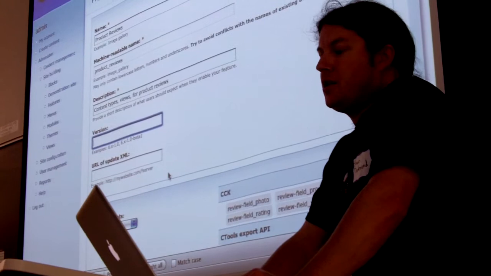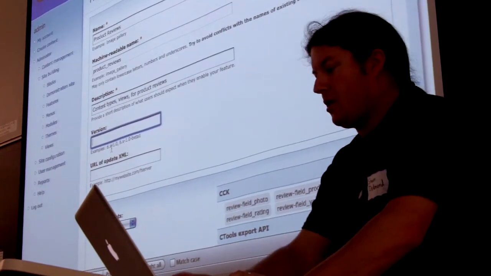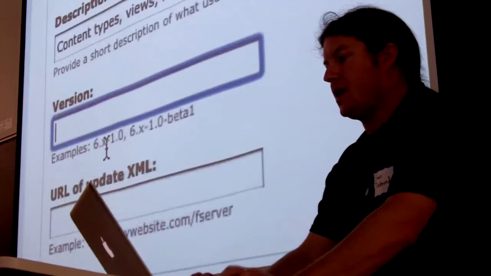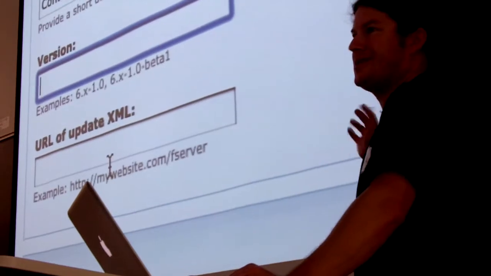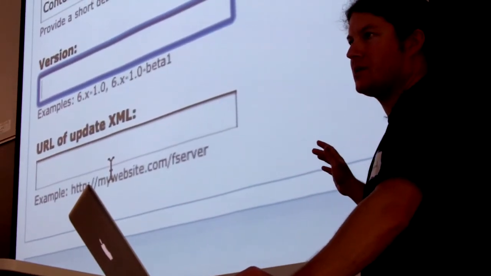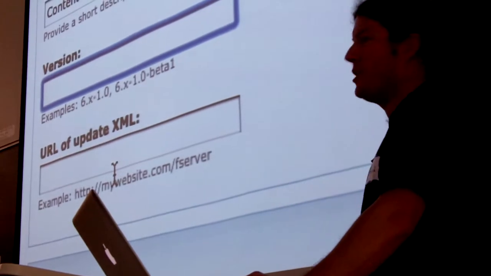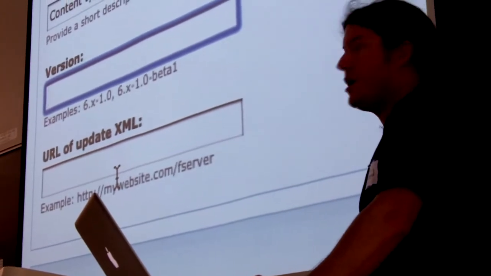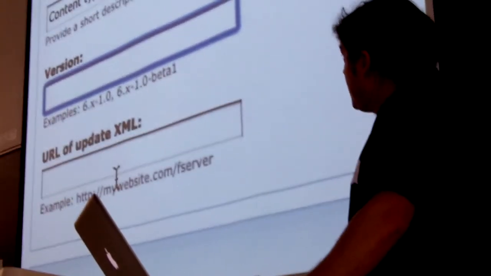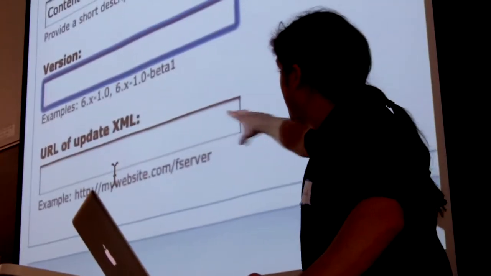Yeah. So it gives you some examples here for 6. This is kind of Drupal standard-ish nomenclature. Okay, so they give you this as an example for what you could put in there if you wanted to, and also it goes along with the version. So URL of update XML.